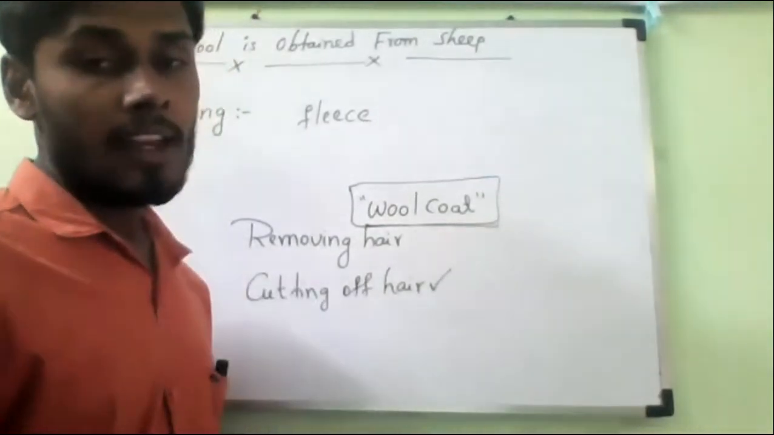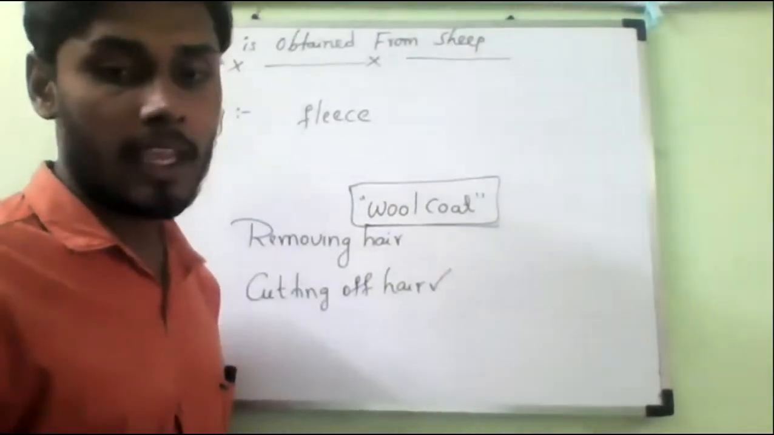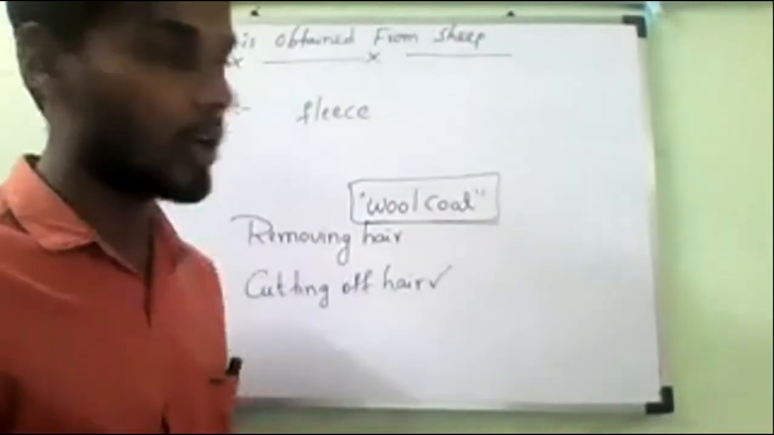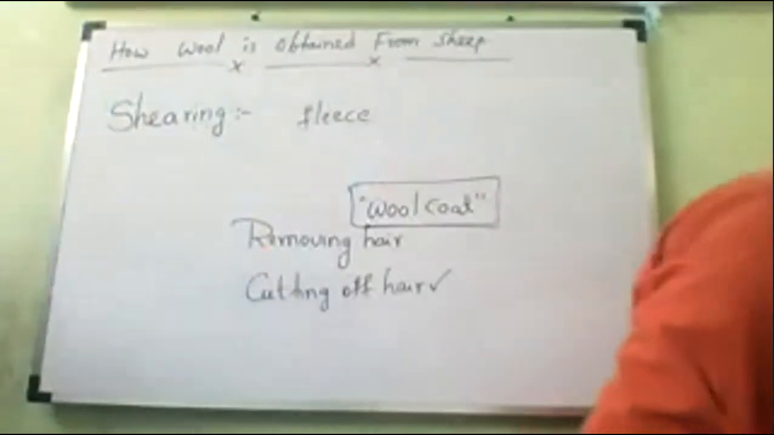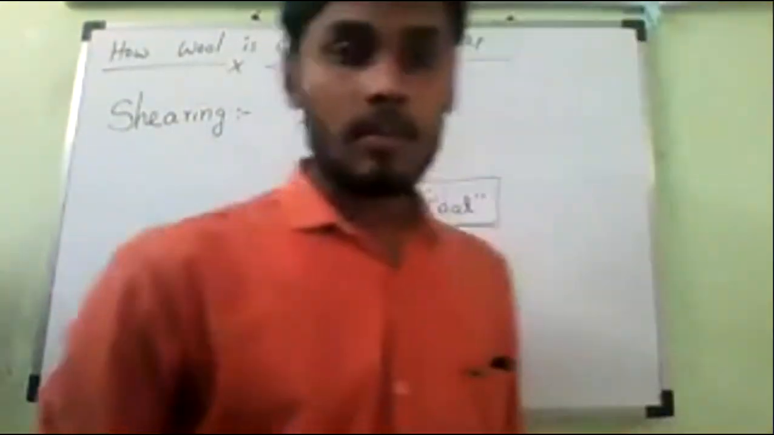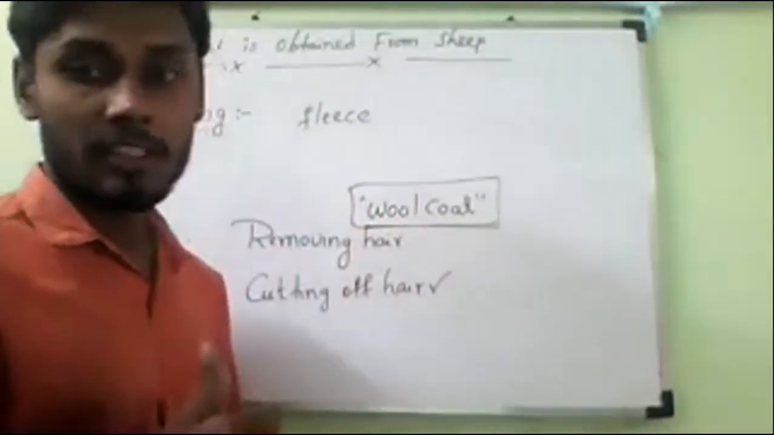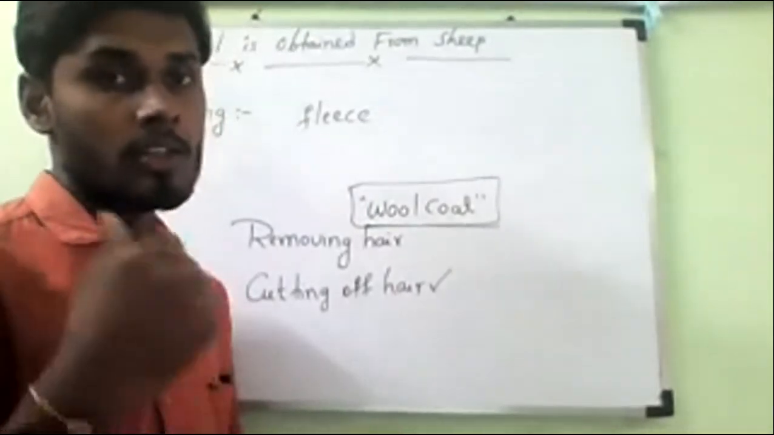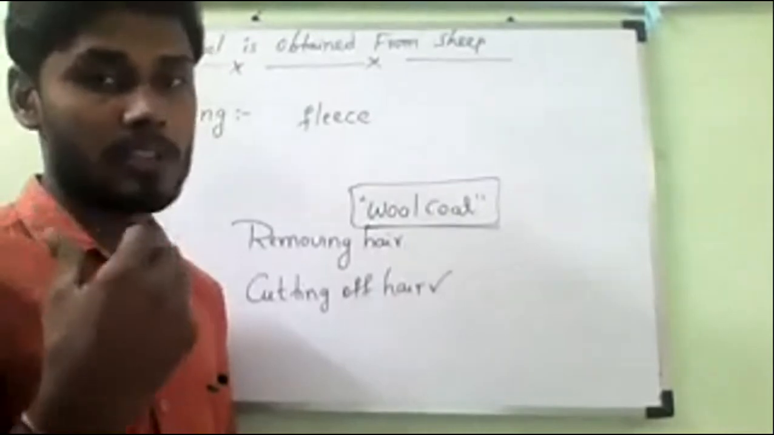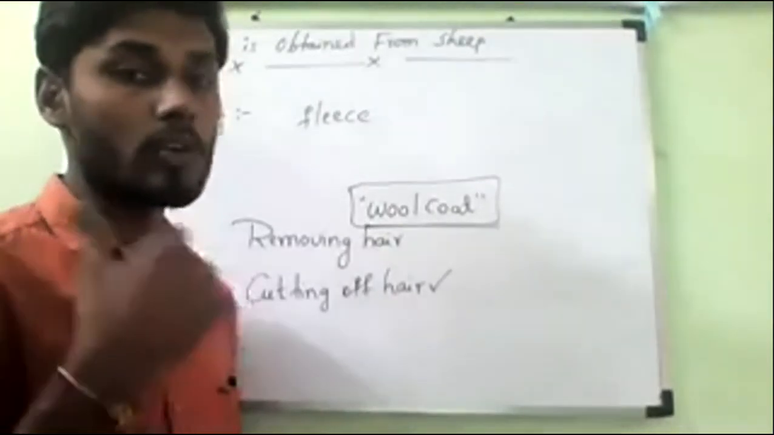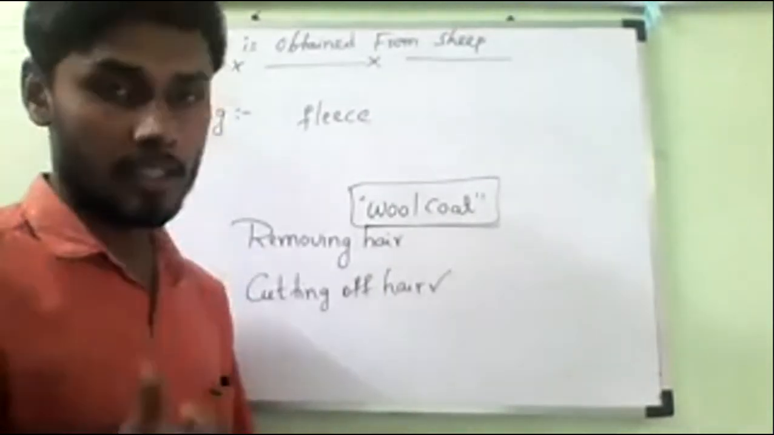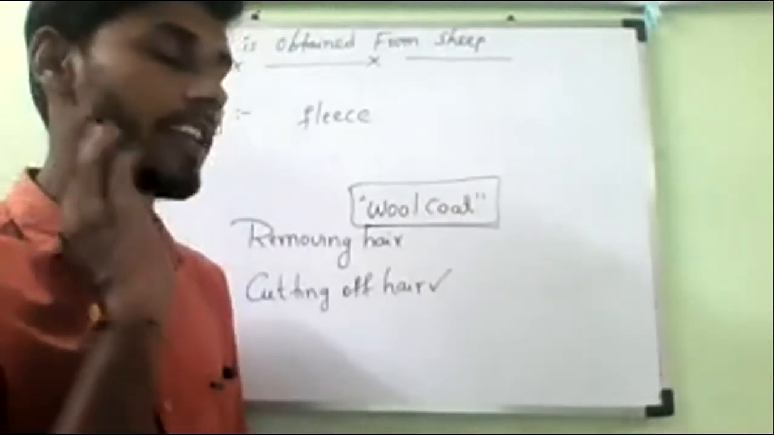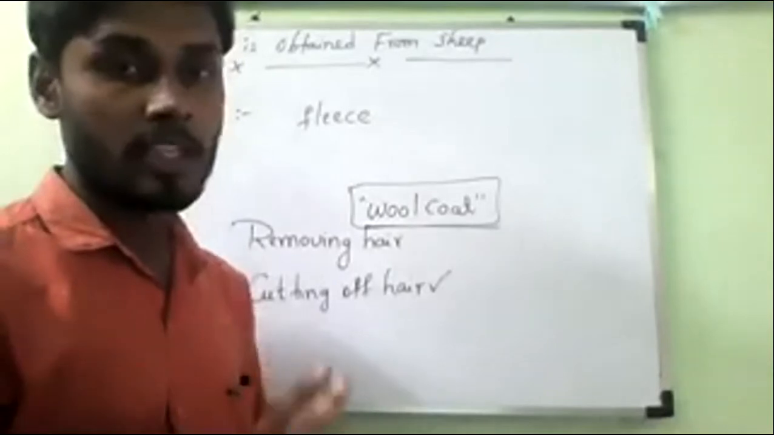The hair of sheep is cut off by using a cutting machine, like we have beard trimmers. Like what our barbers use, the same way we have to use those machines to cut the hair. This cutting machine is similar to what barbers use for shaving.